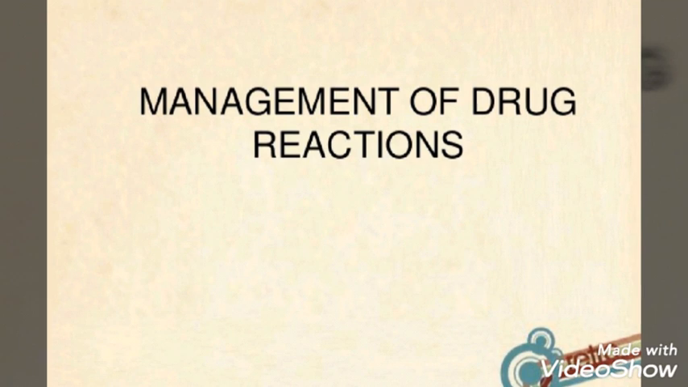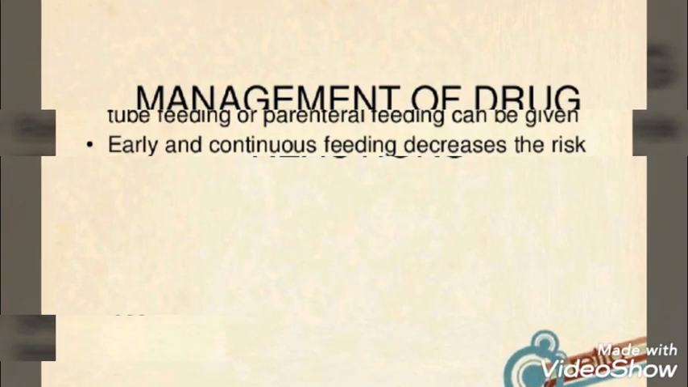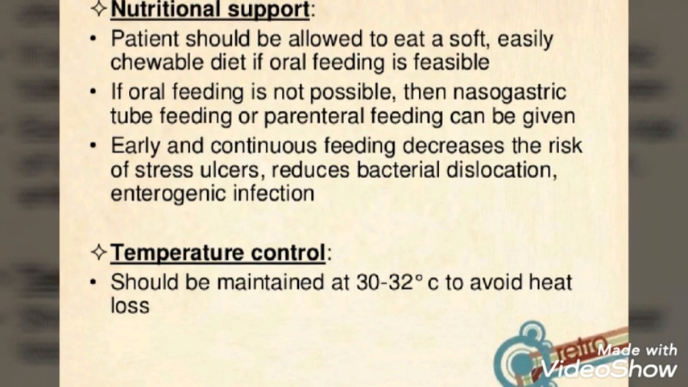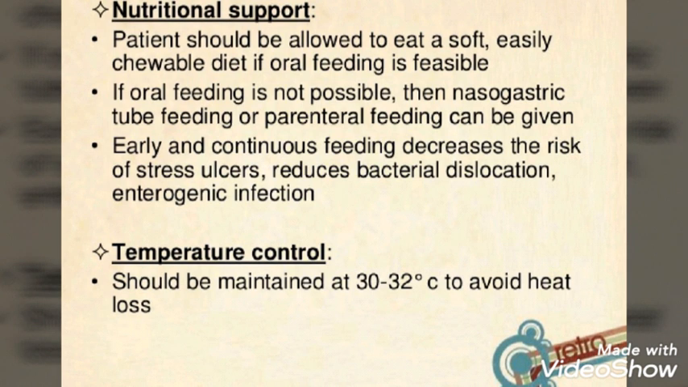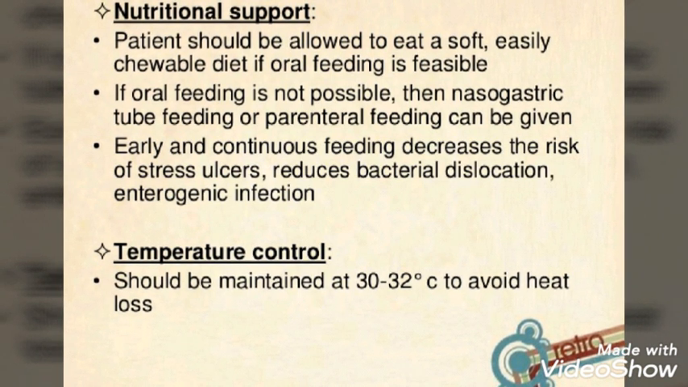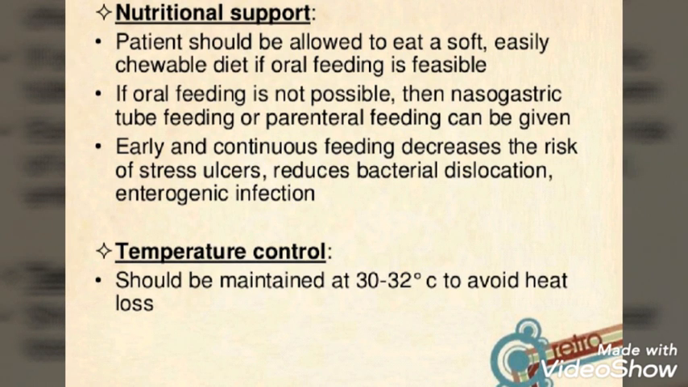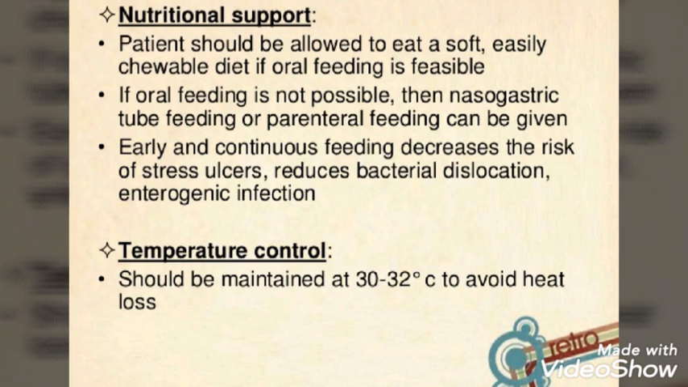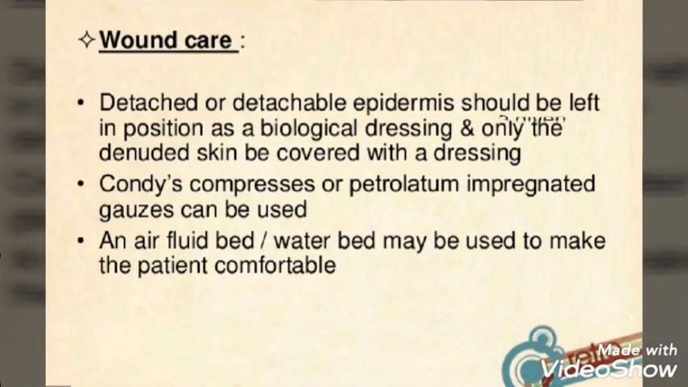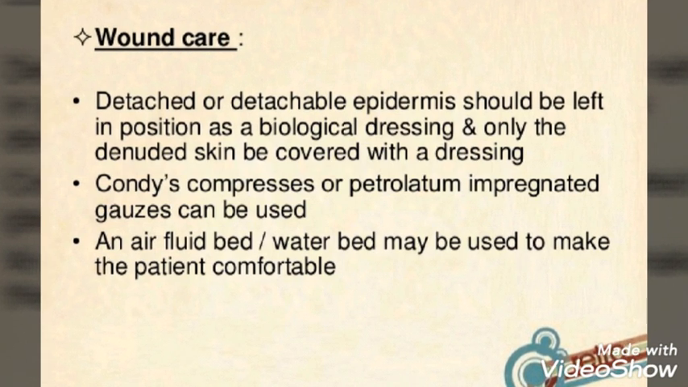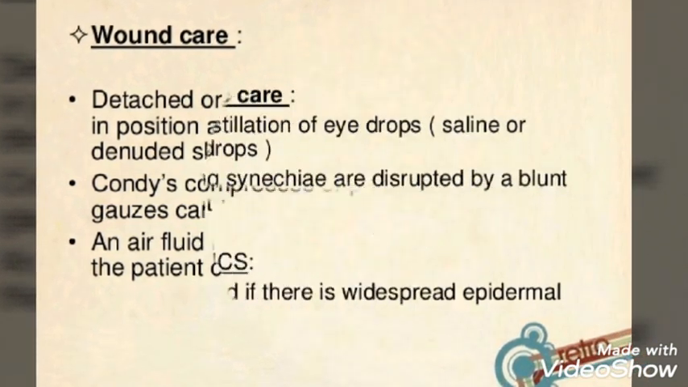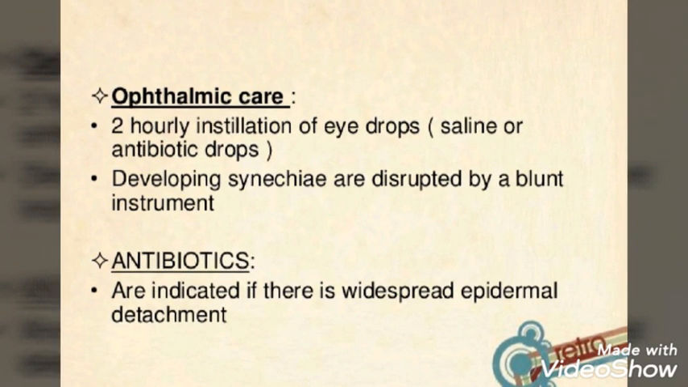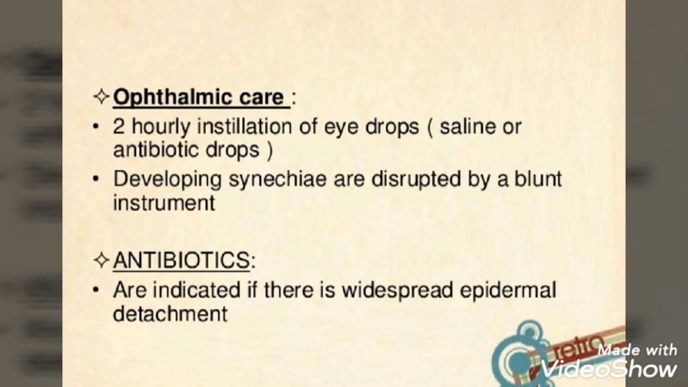Then coming to management. In management, we are going to see nutrition support and temperature control. Nutrition support is necessary because the patient should have a healthy diet for the best immune response. Temperature control means the patient should not have fever, because in those cases the patient is likely to have more drug reactions. Then wound care: you have to take care of the wound wherever the drug reaction is excessive. Then ophthalmic care: you have to take care of the eye, and use the instillation of drops at the advised time or as suggested by the physician.